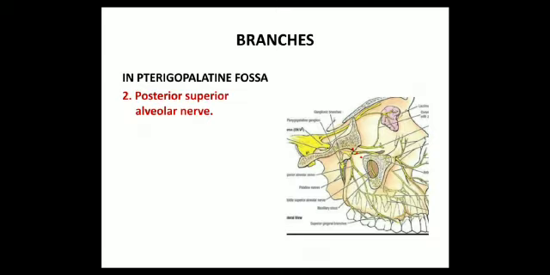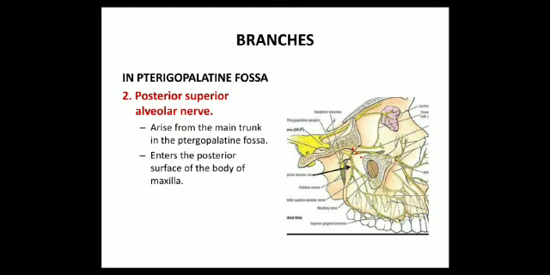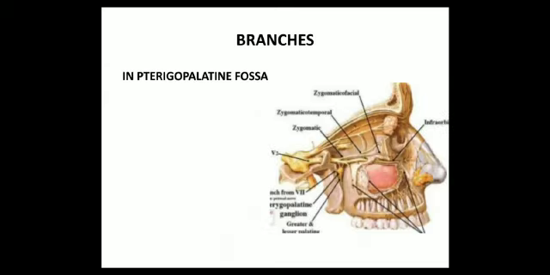The posterior superior alveolar nerve arises from the main trunk in the pterygopalatine fossa and enters the posterior surface of the body of the maxilla. It supplies the three upper molar teeth and the adjoining part of the gum.